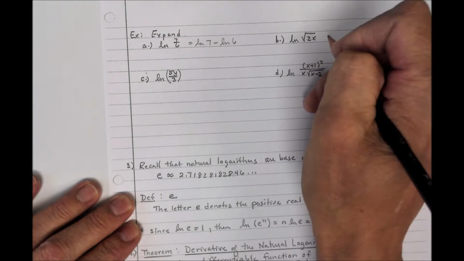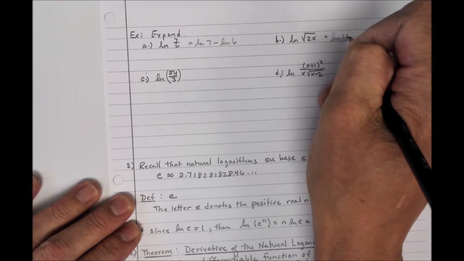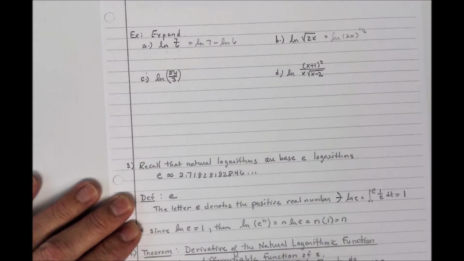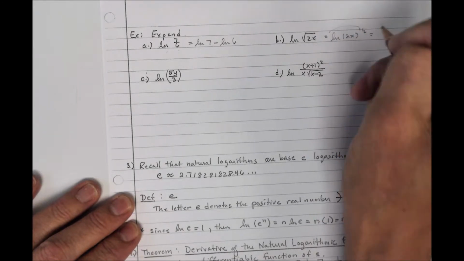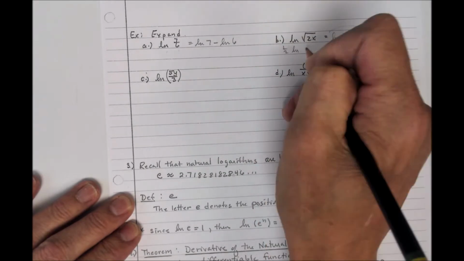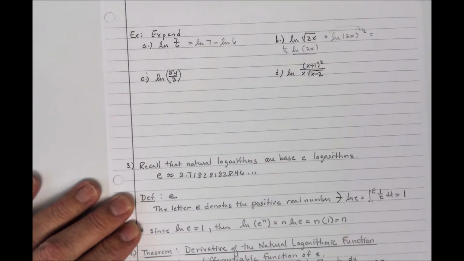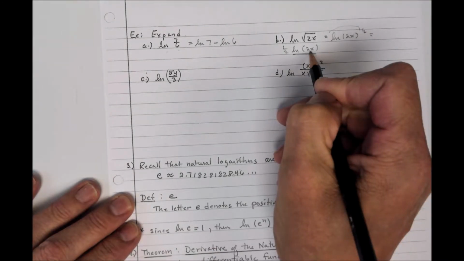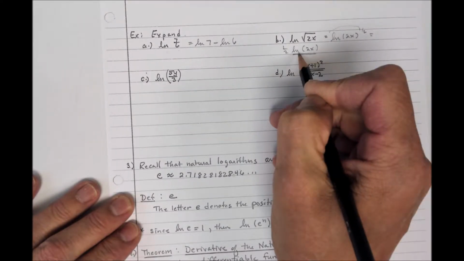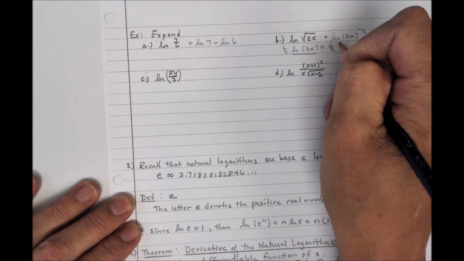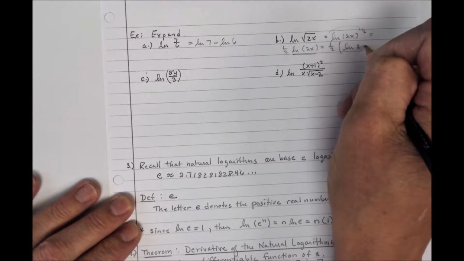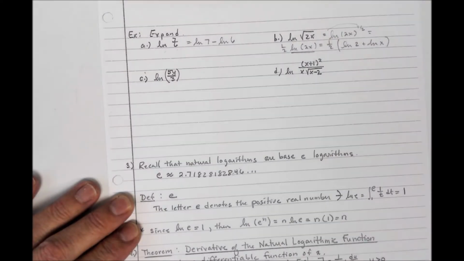On part B, I'm going to first write this as the natural log of 2x to the 1/2 power. Then I'm going to use property number 4 for the exponent, bringing the exponent out in front, so this is equal to 1/2 the natural log of 2x. And of course, the natural log of 2x can be expanded because that's using property 2, where we have a product of two factors, and we can write this as 1/2 the sum of the natural log of both of these factors. So this would be 1/2 times the quantity, the natural log of 2 plus the natural log of x.